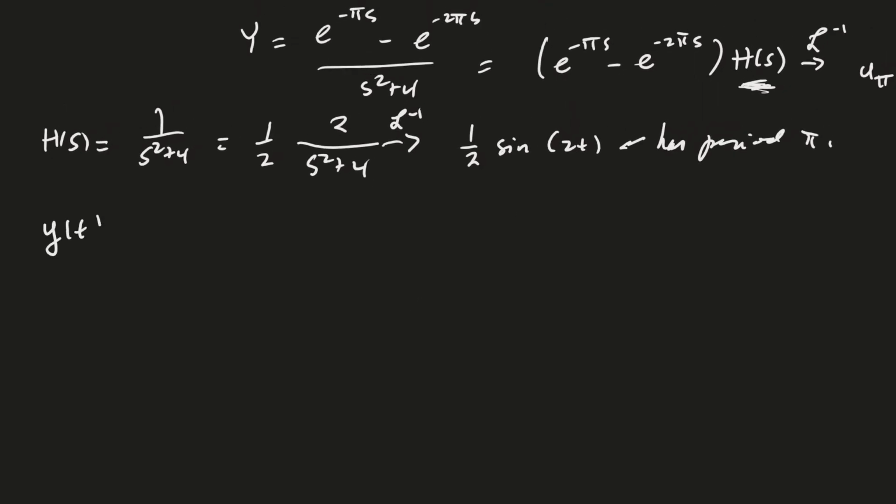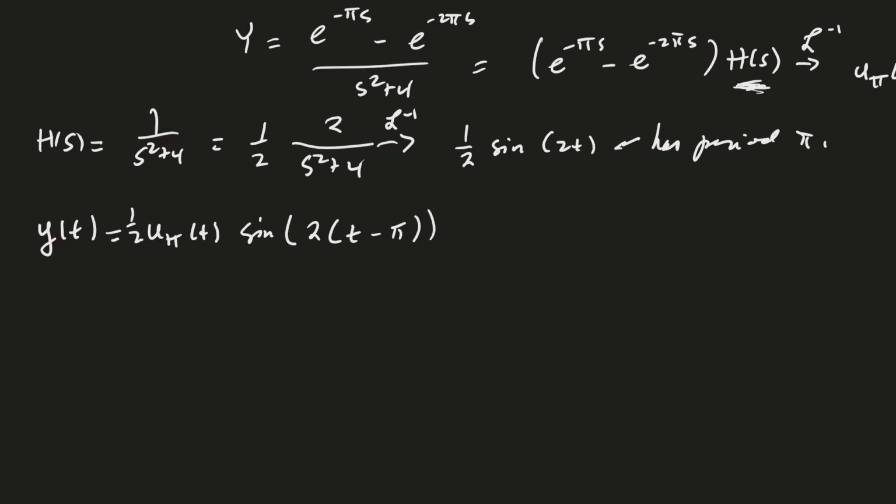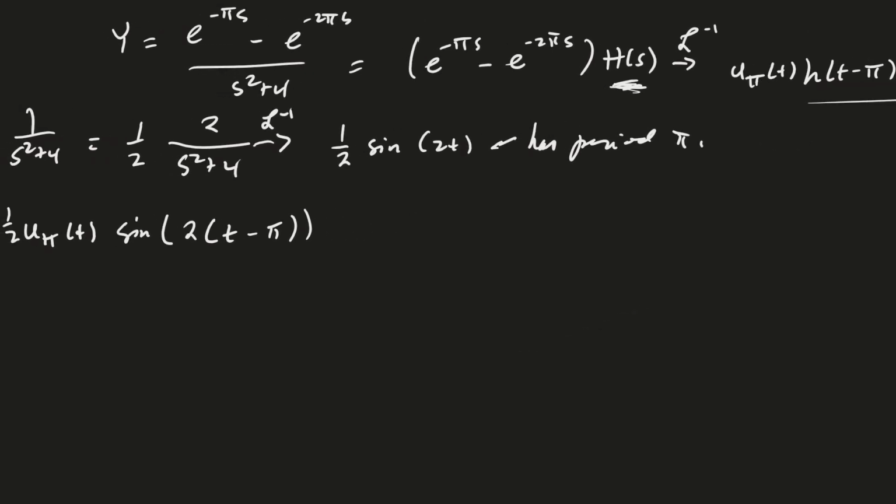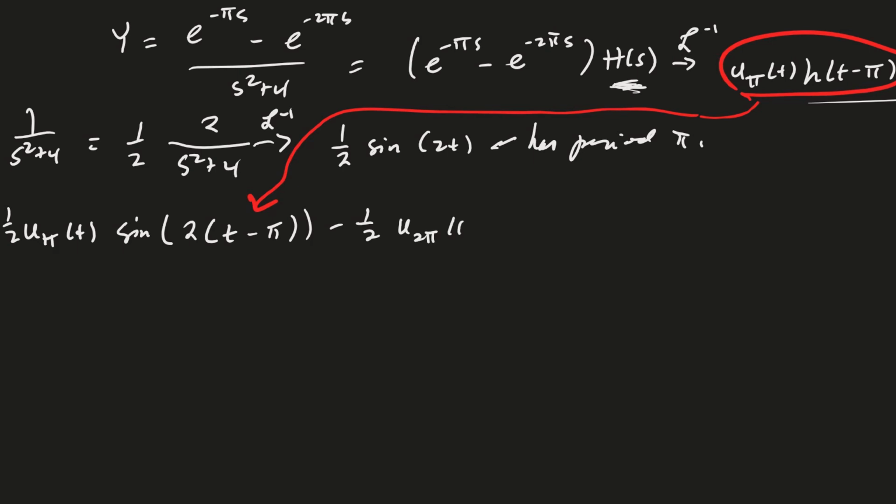Our solution, y of t, is equal to u sub pi of t times this 1/2, where's my 1/2, sine of 2 times t minus pi. Remember now, I'm putting the t minus pi in here using this notation I'm using right here, right? That's why I'm putting it in like that. Okay, and then we have minus 1/2 u sub 2 pi of t times the sine of 2t minus 2 pi. Good.